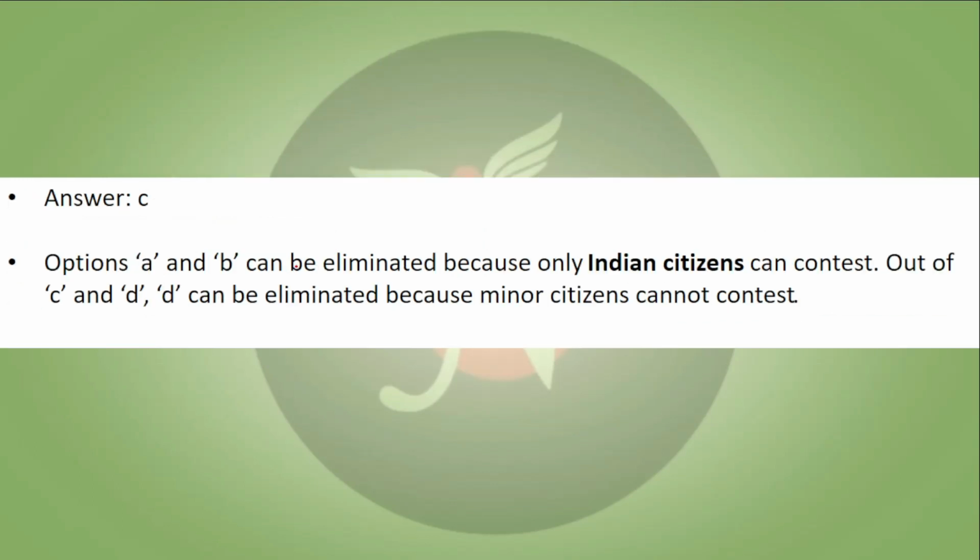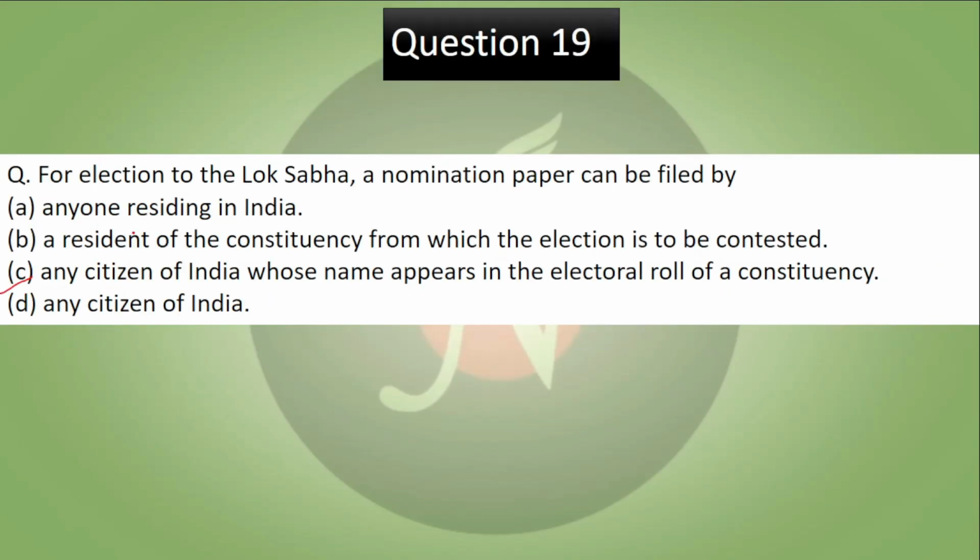So your correct answer to this is C. The first, anyone residing in India: no, not anyone can, because some foreign illegal persons also reside in India. Second statement, resident of the constituency: no, a person from another constituency can file a nomination paper from a different constituency as well. And any citizen of India is also not correct. NRIs, overseas citizens, are also citizens of India, so this is also wrong. Your correct answer is any citizen of India whose name appears in the electoral roll of a constituency.